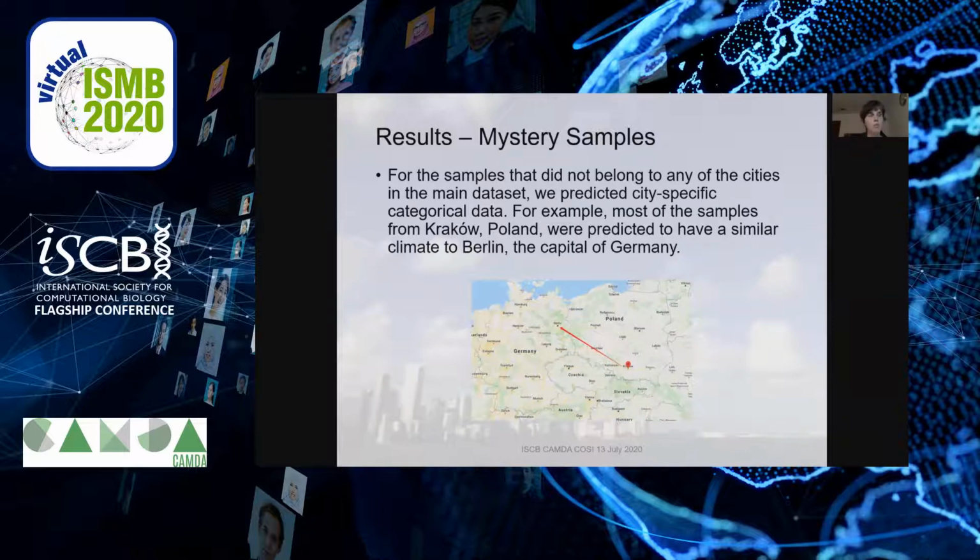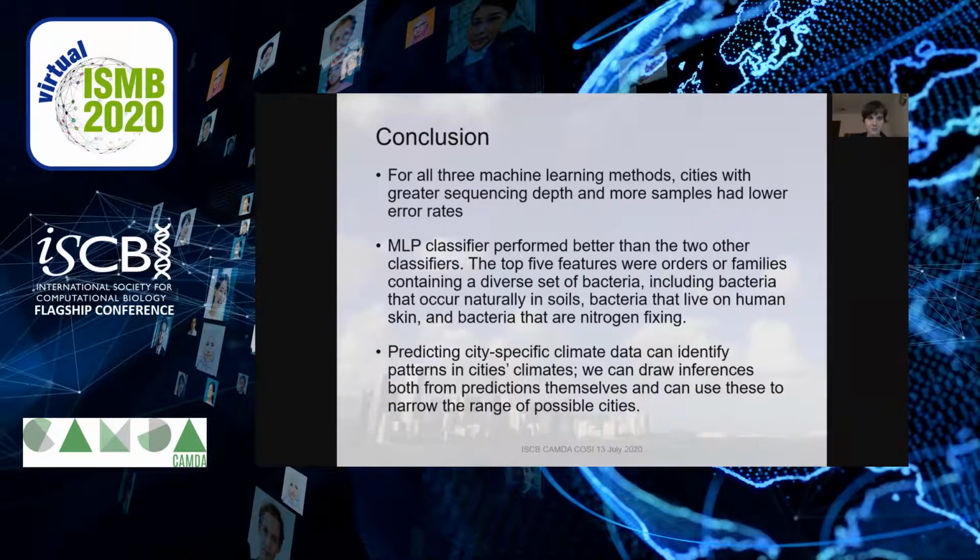For example, we found that most of the cities from Krakow, Poland were predicted to have a similar climate to Berlin, which is the capital of Germany. And Krakow is about 530 kilometers from Berlin, so it's fairly close. So it was interesting that we were able to get that sort of climate result from these data.